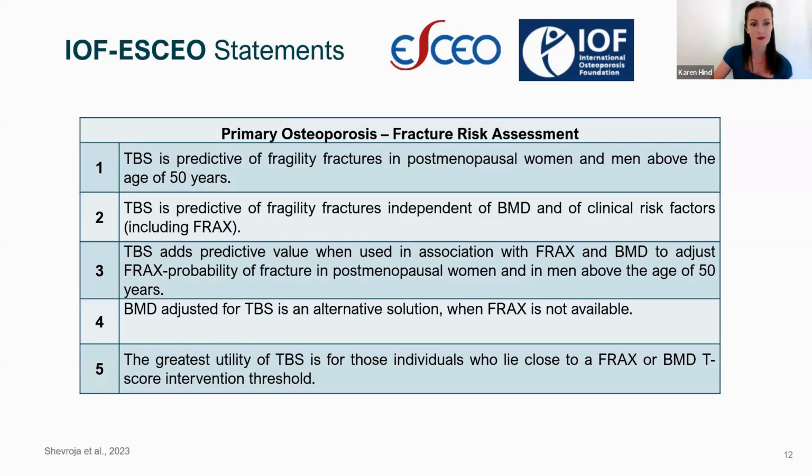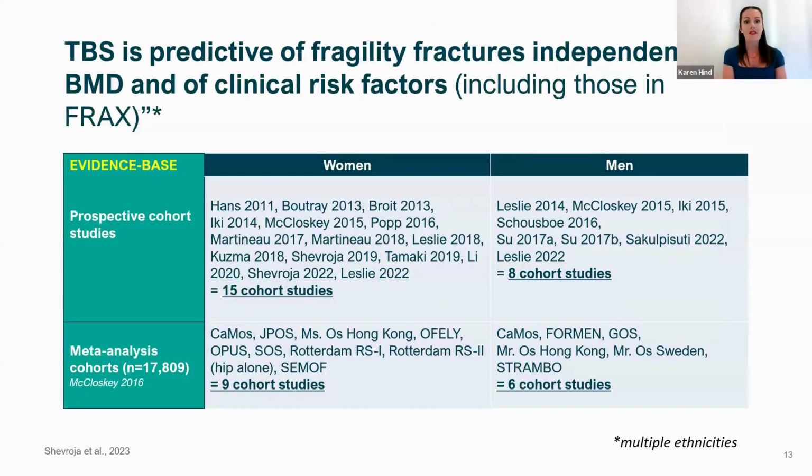intervention threshold. Now, the evidence base you will see on this slide demonstrates that TBS is predictive of fragility fractures independent of BMD and clinical risk factors. The evidence base included prospective cohort studies in both men and women, and the meta-analysis cohort, which was conducted by Eugene McCloskey in 2016, which provided the basis for the FRAX adjustment adjusted for TBS. So a strong evidence base.